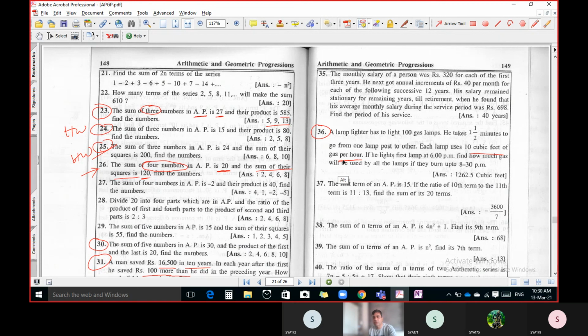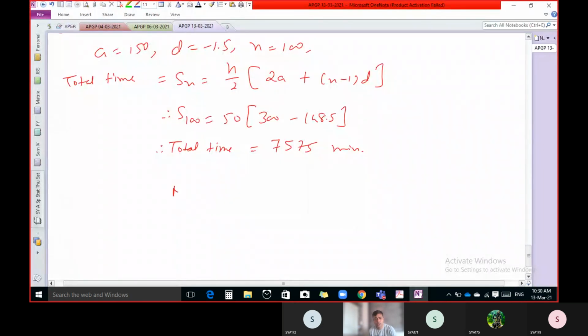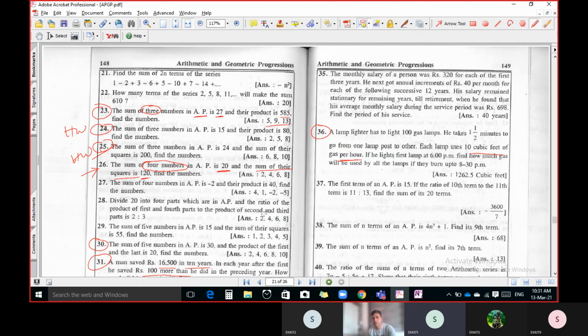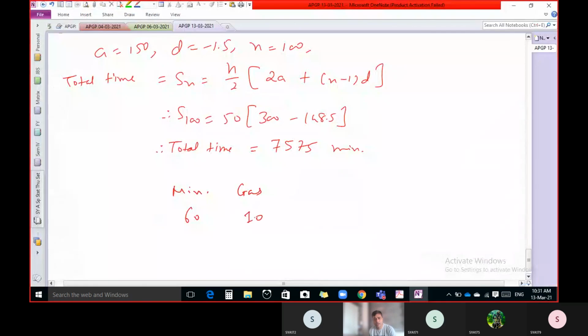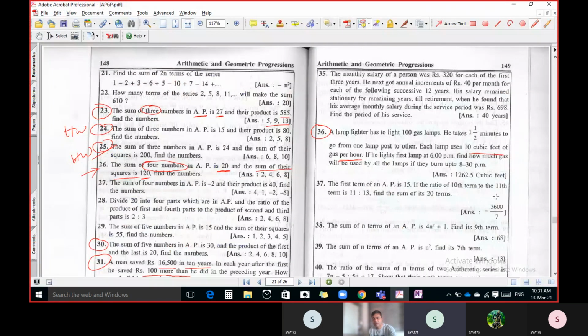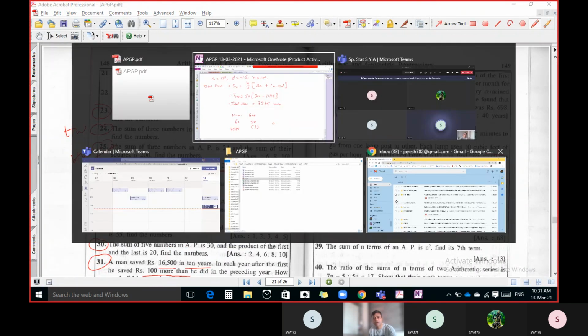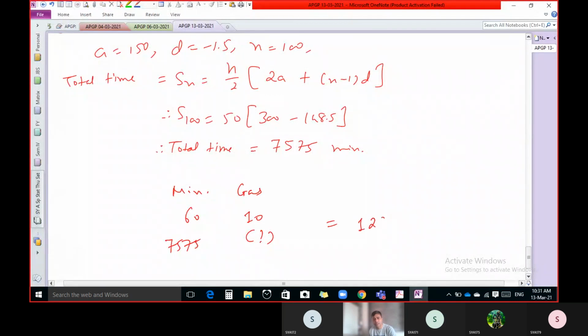Per hour means 1 hour, how many minutes? 60 minutes. So in 60 minutes, how much gas is required? 10 cubic feet. So in 7,575 minutes, how many cubic feet are required? Calculate. 1,262.5 cubic feet is required. Yes, sir. So that is our answer.